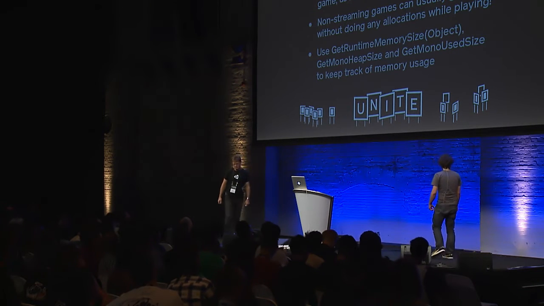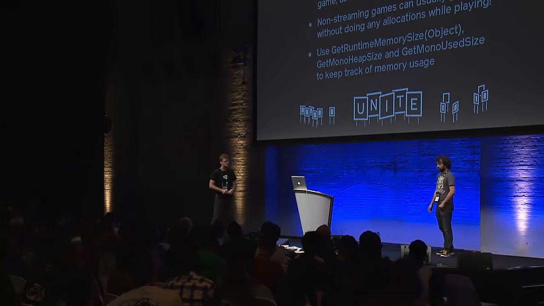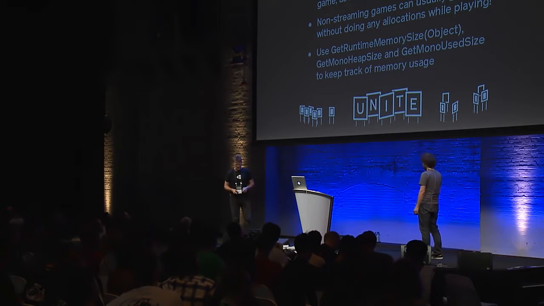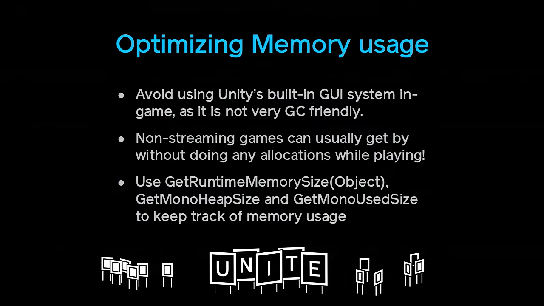There are some gotchas that you should try to avoid. Unity's GUI system, as it is now, is not very memory friendly. It allocates quite a lot, and that causes the garbage collector to run way too often. So in-game and at runtime, don't use the Unity GUI. It's fine in menus and stuff like that, where hiccups are not that big of a deal. But it's actually possible to build your game without doing any allocations at all, and then you'll get a much more stable frame rate.